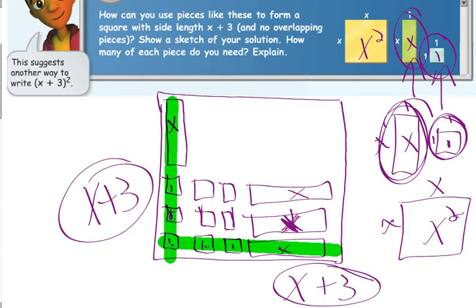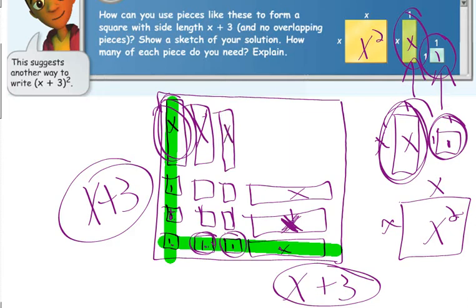Now for the last one, I'm going to go 1 times x is an x, and 1 times x is another x, and now x times x is my x squared. That's my big yellow block. Agree? Yeah, I have to remember this now.